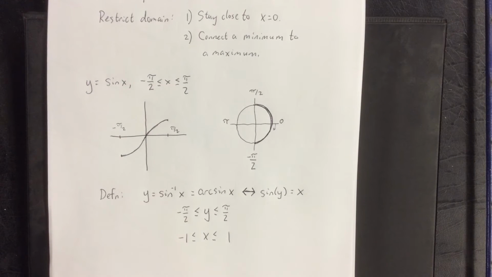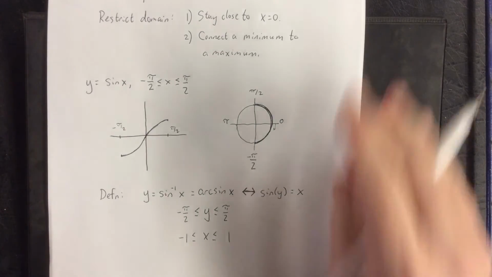So to evaluate an arc sine is to say, can you identify the angle that has this ratio as its sine, as long as the angle is between negative pi over 2 and positive pi over 2?